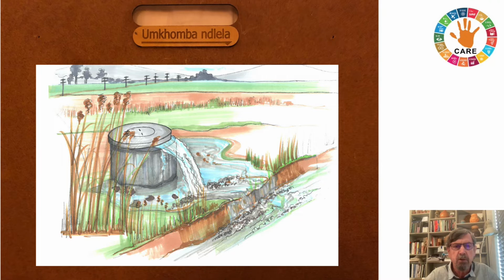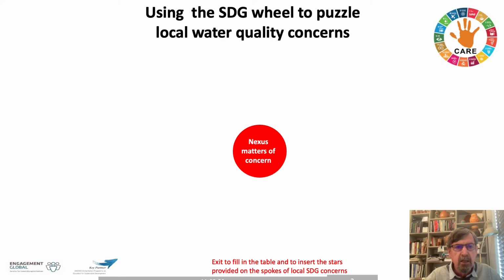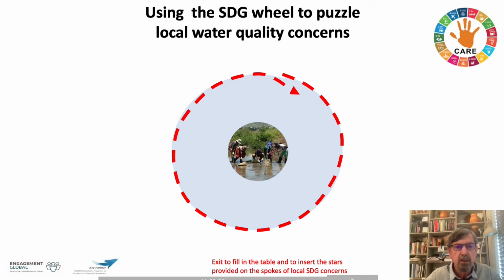Jim and Liz Taylor have worked with Mpopemeni for many years, and the story was youth groups in that area trying to take action to restore water quality through citizen science activities with the mini SAS. And here the Sustainable Development Goals wheel for puzzling water was really important.